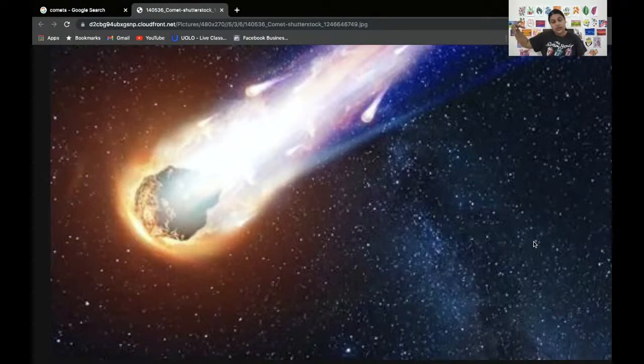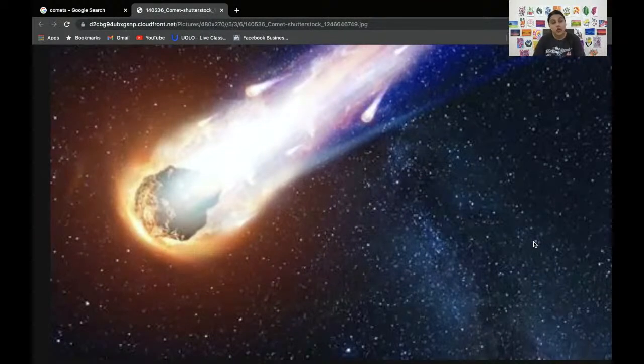The tail is away from the sun, so the comet will be moving towards the sun and the tail is pointing away from the sun. So if you ever look at a comet from Earth, you would be able to see it as something like a big star, like a shooting star that is running across and going across. So that's how a comet looks.